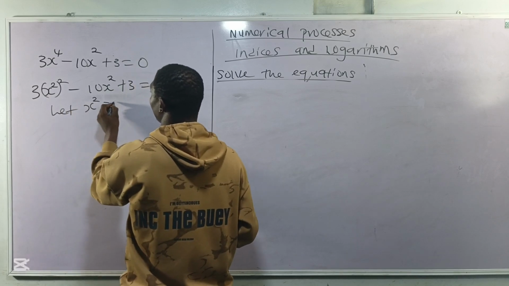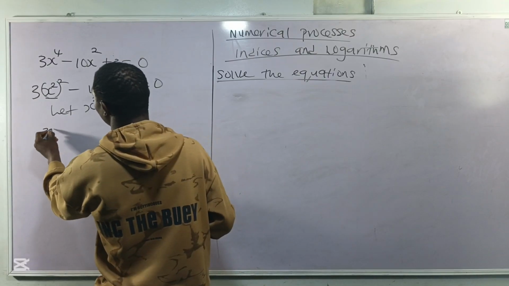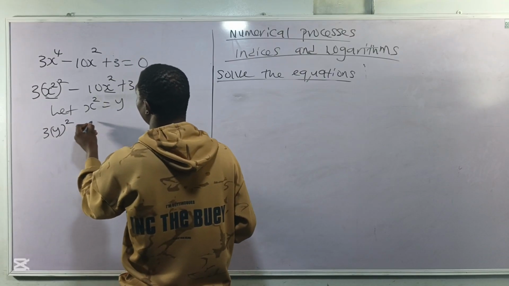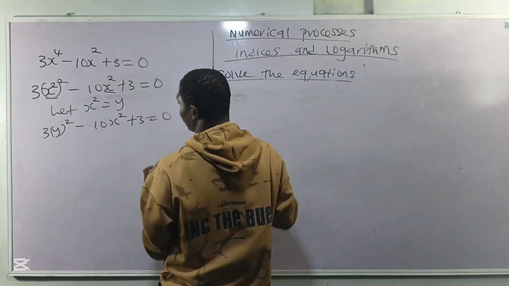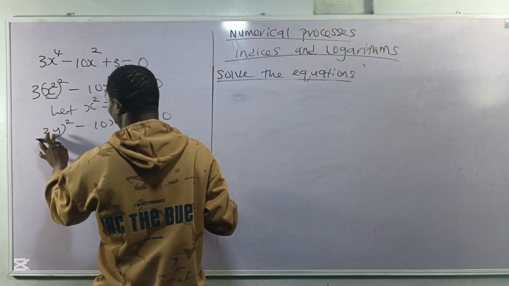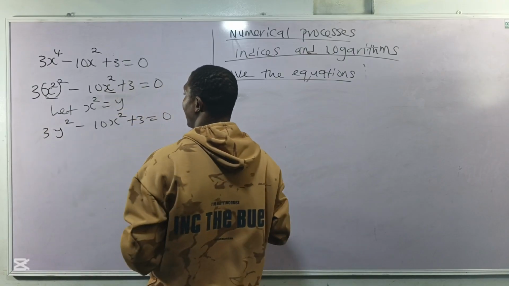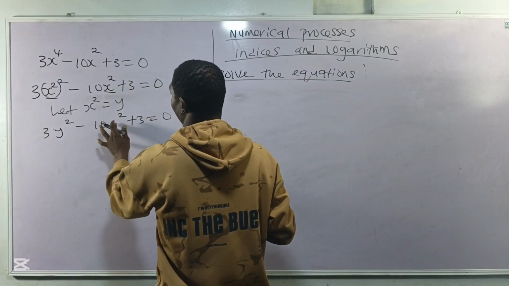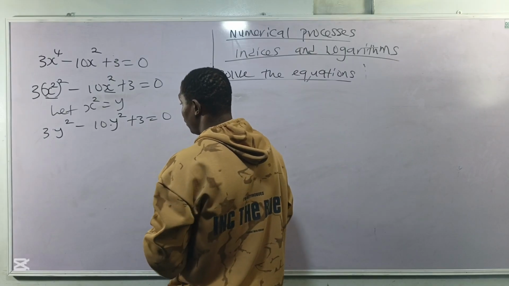And let x squared be equal to y. So I can replace this and this. So I have 3y in bracket squared minus 10x squared plus 3 to be equal to 0. I can choose to remove this bracket. Now here should be y, because I'm replacing x squared with y.